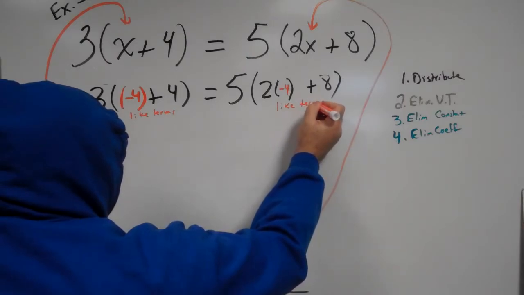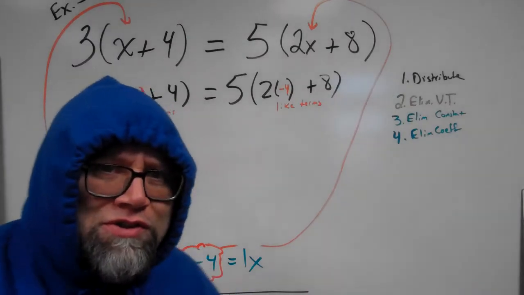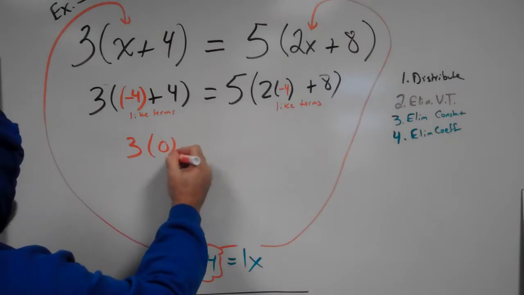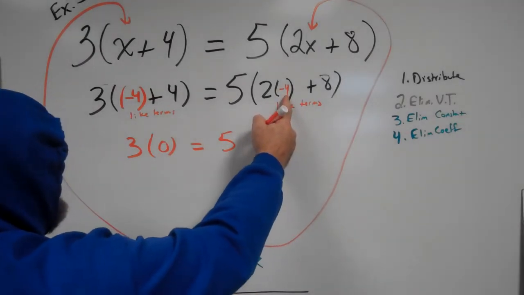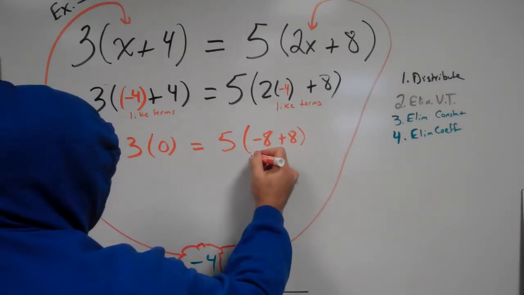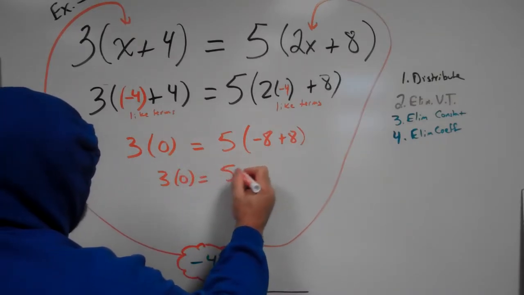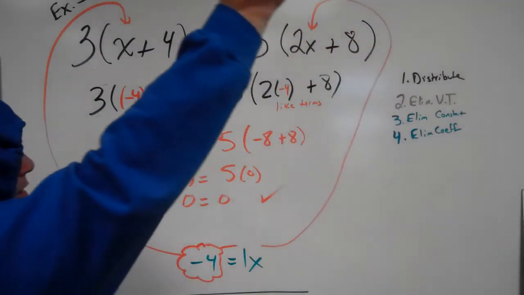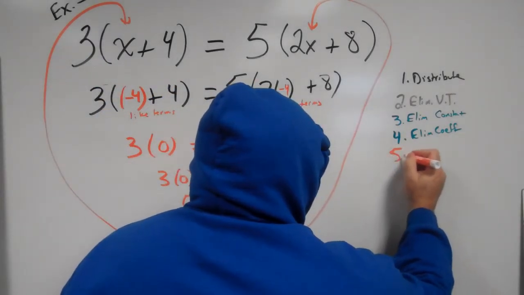Like terms. So now I have 3. This is going to work out interestingly. 3 times negative 4 plus positive 4 is 0. And 2 times negative 4 is negative 8. So that's negative 8 plus 8. Uh-oh. There's no uh-oh. What am I saying? 3 times 0 equals 5 times 0, which means 0 equals 0. Cha-ching! And that checks. So our 5th step was check.